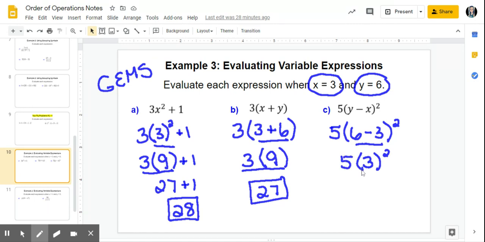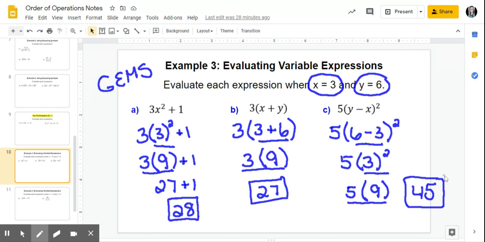Grouping symbols are done. E stands for exponents, and I do have an exponent. 3 to the second power means 3 times 3, which is 9. I'm going to bring down that 5. Exponents are done. M for multiply or divide. I have this multiplication here. 5 times 9 just gives me 45.